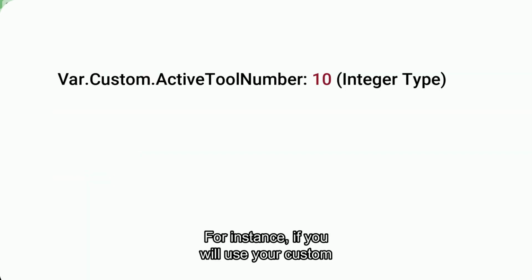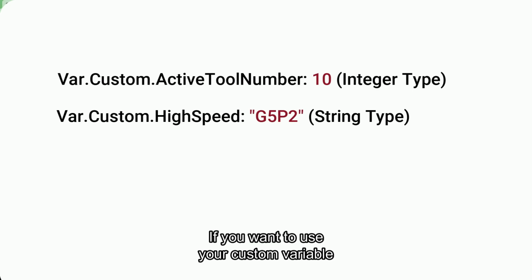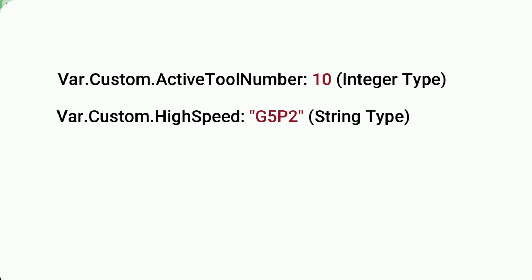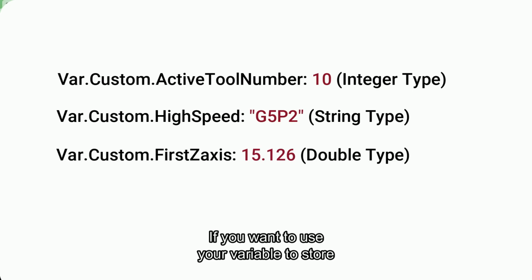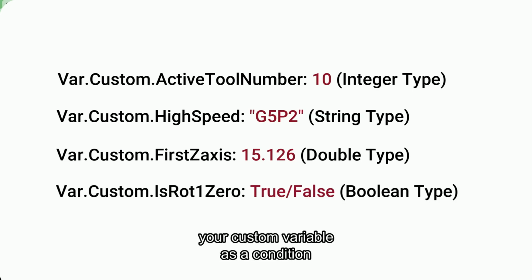For instance, if you will use your custom variable to store the active tool number, you can create an integer type variable. If you want to use your custom variable to store a G code, like G5P2, then you should select your variable type as string. If you want to use your variable to store the first z-axis motion of an operation, you should use double type variable. And lastly, if you want to use your custom variable as a condition, like isRot10, you should create it as a Boolean type variable.